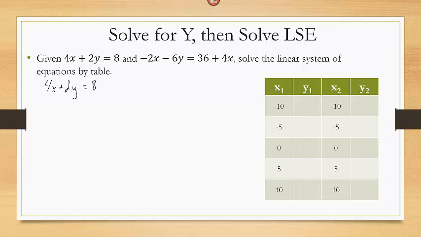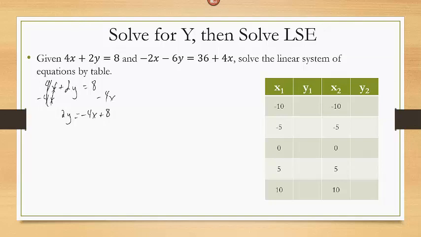Now we just want to focus on getting our y's on the left side and our x's on the right side. So we have a 4x on the left side, so let's move it over to the right side by subtracting 4x, because we have a positive 4x. To get rid of it, we need to subtract it. So subtract 4x from both sides. So we're left with 2y equals negative 4x plus 8.